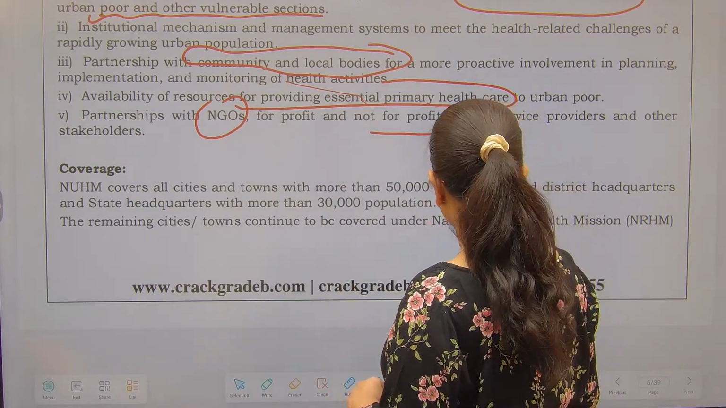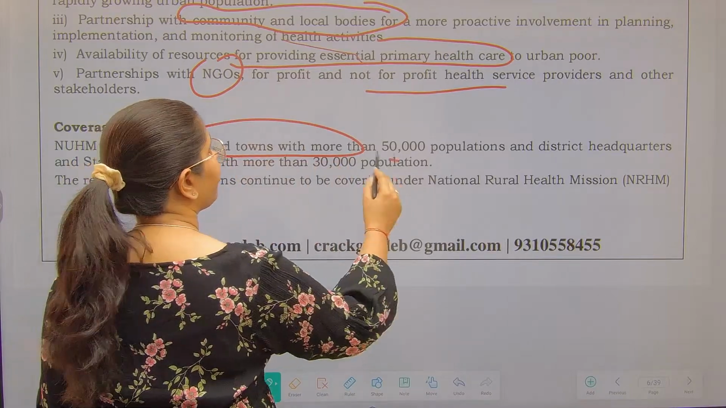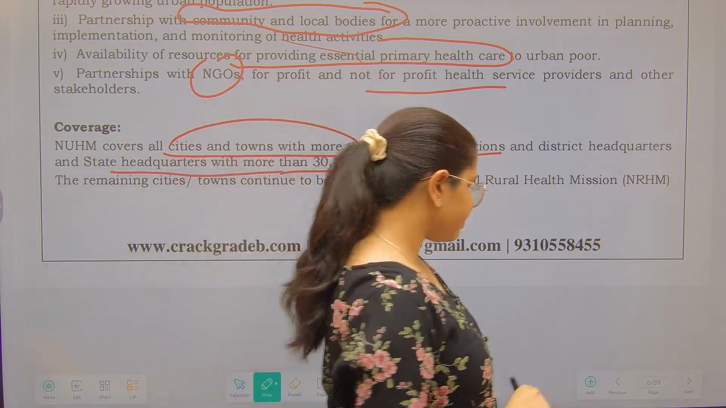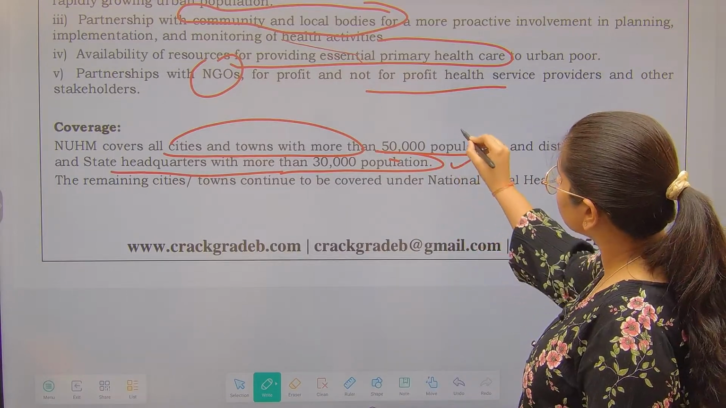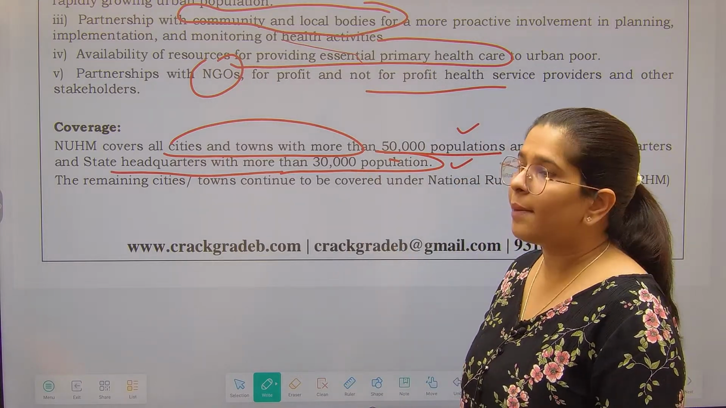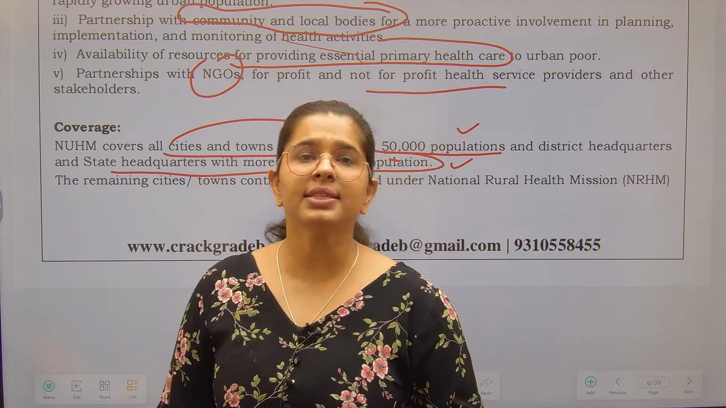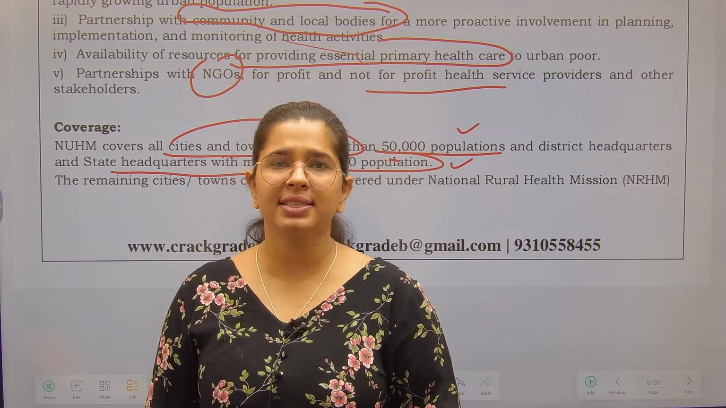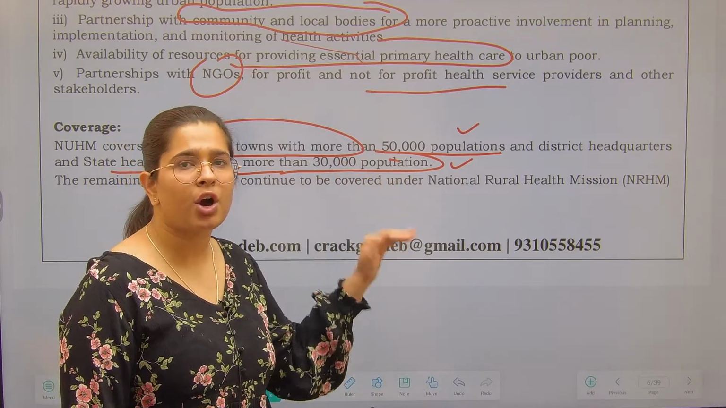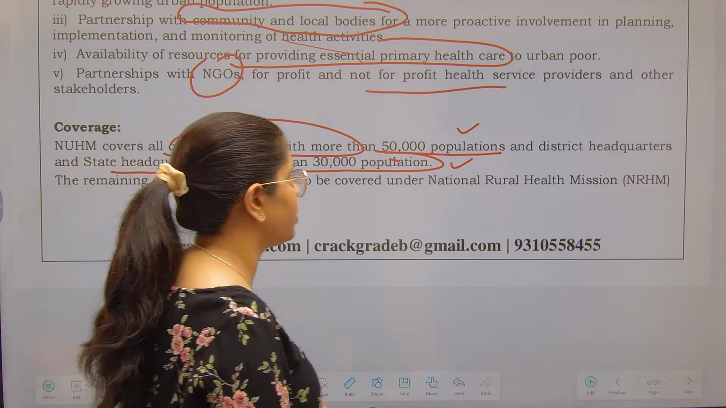Coming to this, NUHM covers all cities and towns with more than 50,000 population, and district and state headquarters with more than 30,000 population, right? Why am I saying this? There might be cities with a population higher than 50,000, and they are already covered. But in your northeast areas, there are state headquarters and district headquarters where the population is not that much because the northeast is sparsely populated. So in those areas, even if they are state or district headquarters, the population norm has been lowered, and even if 30,000 population is there, they will be considered under the National Urban Health Mission.